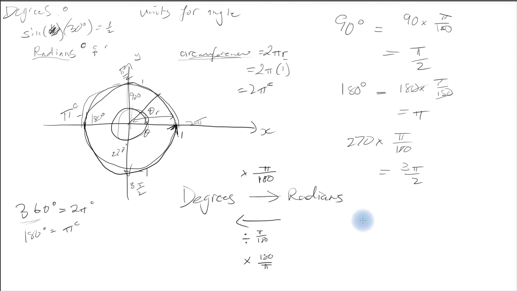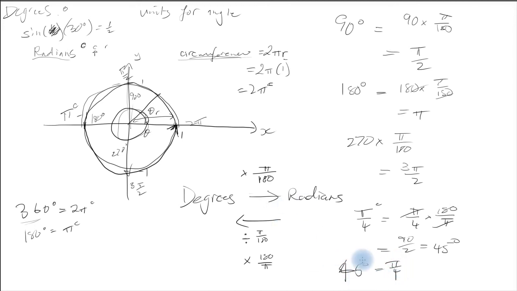Now a couple others. Let's look at pi on 4 radians in degrees. In degrees, that is pi on 4 times 180 on pi. The pi's cancel out. We've got 180 divided by 4, which is like halving it, then halving again. So that becomes 90 on 2, which equals 45. So 45 degrees is pi on 4.